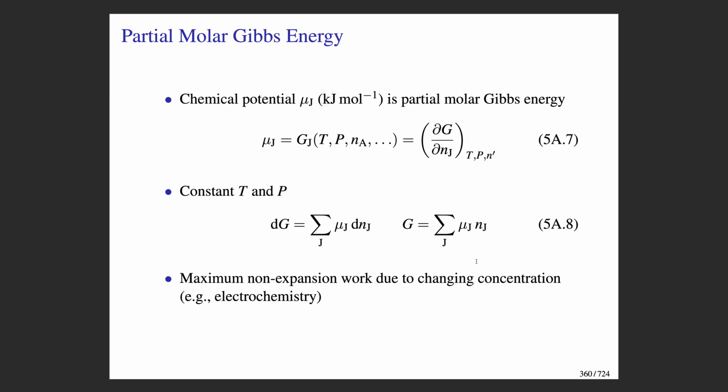The Gibbs energy is particularly useful because it represents the maximum amount of non-expansion work that you can do when you're changing the concentration. And so this is important in applications involving electrochemistry. Sadly, we won't have time to cover electrochemistry in this course, but it's certainly of primary interest.